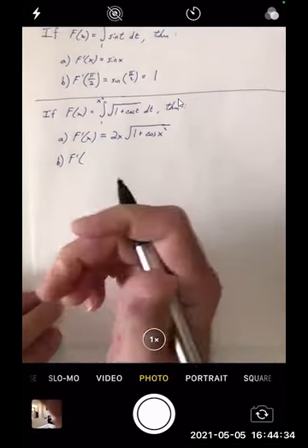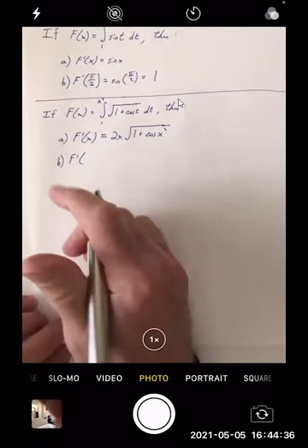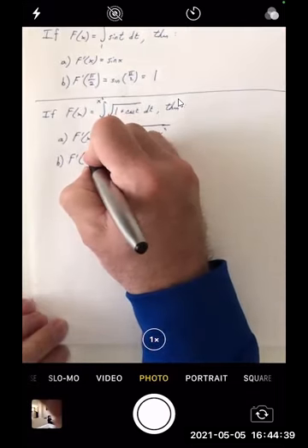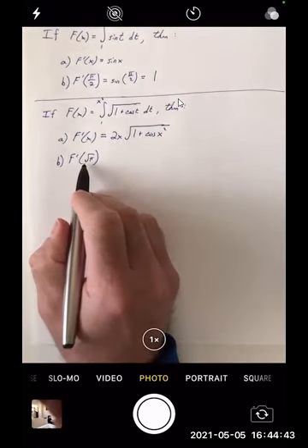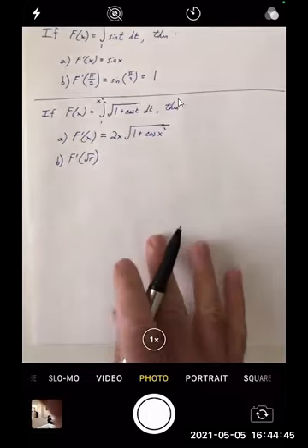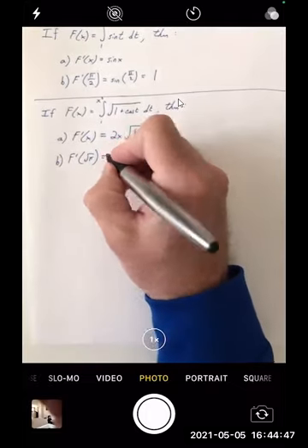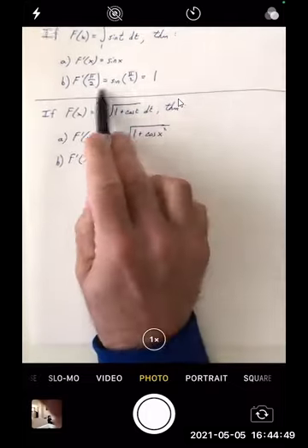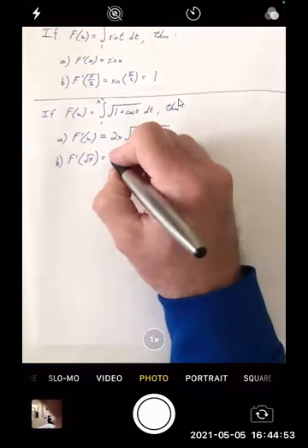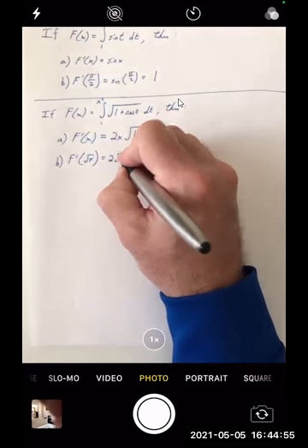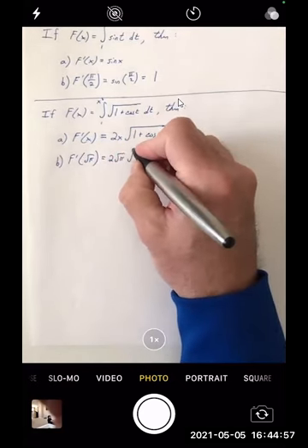All right, and then if it said, okay, what's the derivative at the square root of pi? Just the same thing as before. Just take the root pi, plug it in for your x's, and then evaluate it as much as you can.